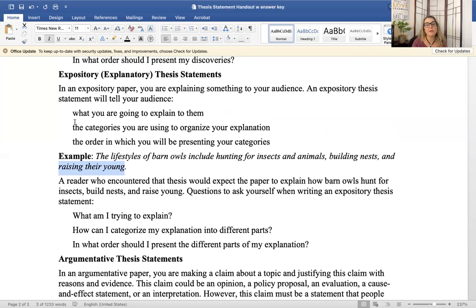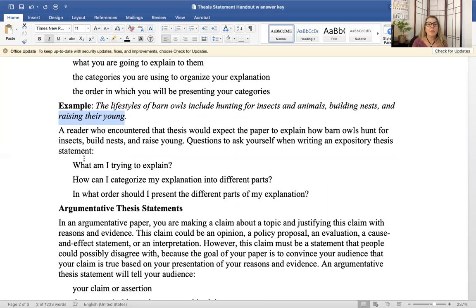Okay. All right, just a quick thing again, going back to the expository or explanatory thesis. You want to ask yourself before you start writing, again at the pre-writing or drafting stage, what am I trying to explain? How can I categorize my explanations into different parts? And in what order should I present the different parts of my explanation? And the last one, in what order, means your paragraphs. Are you going to start with the most important idea, or the least important idea and lead up to the most important idea? Maybe all of the ideas hold equal weight, in which case you can just present them in any order you want, and so on. But something to think about, okay?